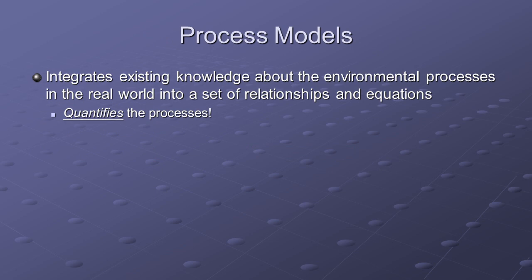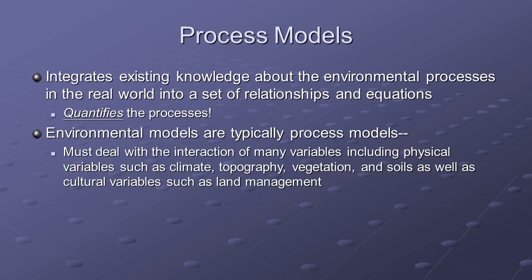Process models integrate existing knowledge about the environmental processes in the real world into a set of relationships and equations. It quantifies the process. Environmental models are typical process models. They must deal with the interactions of many variables, including physical variables such as climate, topography, vegetation, and soils, as well as cultural things such as land management. Now, these models are not always cut and dry, falling neatly into one category.